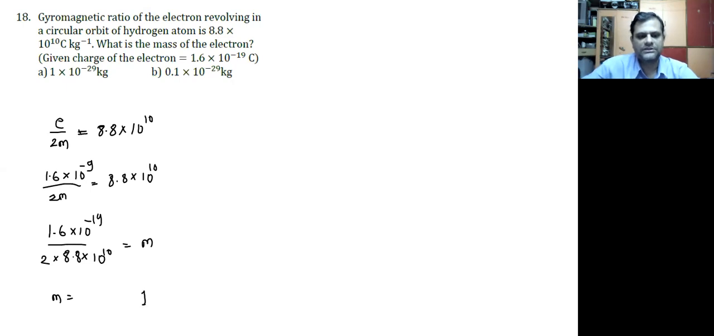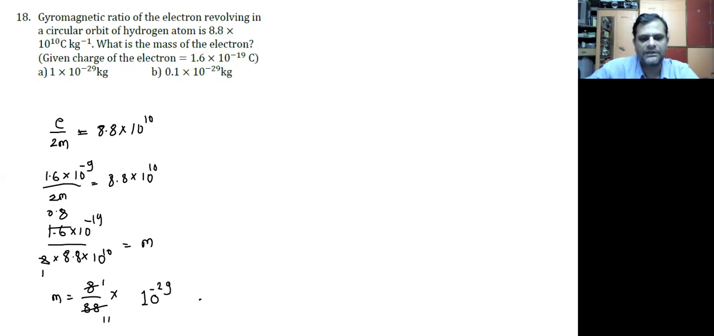Yes, so here it is 10 raised to minus 29, but here it will be 1.6 upon 2 times 8.8. That means we can just cancel out this 2 with 1.6, leaving 0.8 behind. So you get 0.8 upon 8.8, which can also be written as 8 upon 88. So we can just reduce this by 8 and be left with 1 upon 11 here.